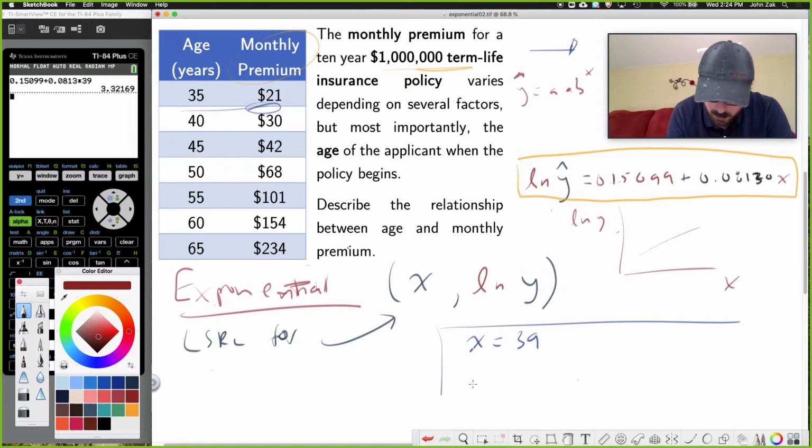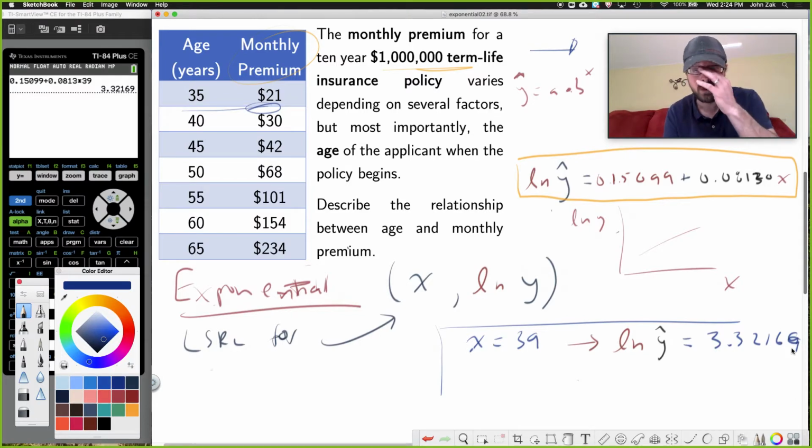No, instead, what that produced for me was the natural log of the predicted insurance premium that I would get for someone my age, right? And the natural log of the prediction is 3.32169. Now, I recommend you do basically no rounding here. This is a very practical video.